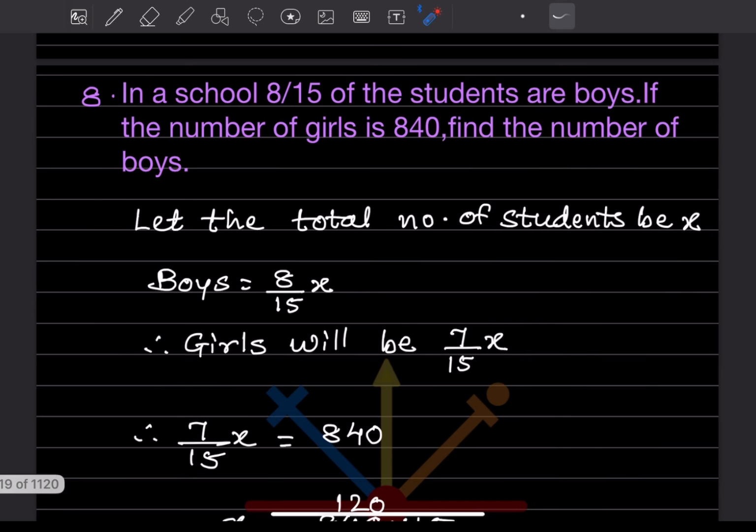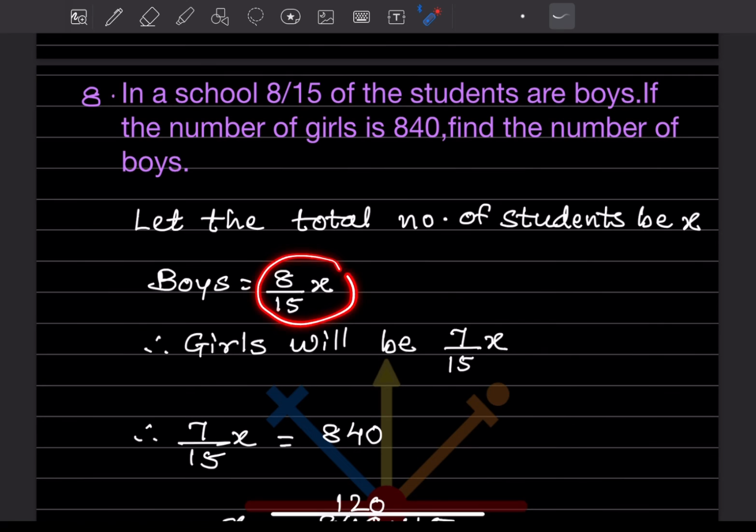In a school, 8 by 15 of the students are boys. If the number of girls is 840, find the number of boys. Now see here, they said 8 by 15 of the students are boys. So we don't know the number of students. So let the total number of students be x. So boys is going to be what? They said of. Of means this is multiplication. So 8 by 15 of the students means of means multiplied by x.